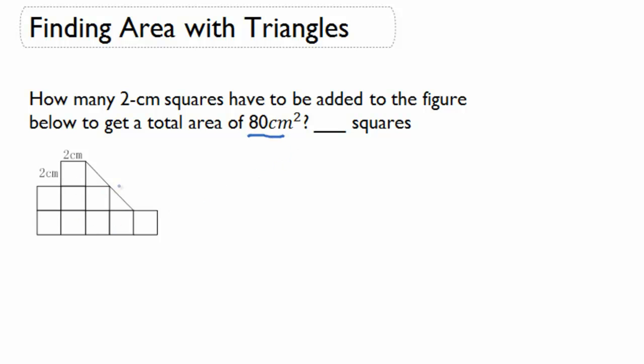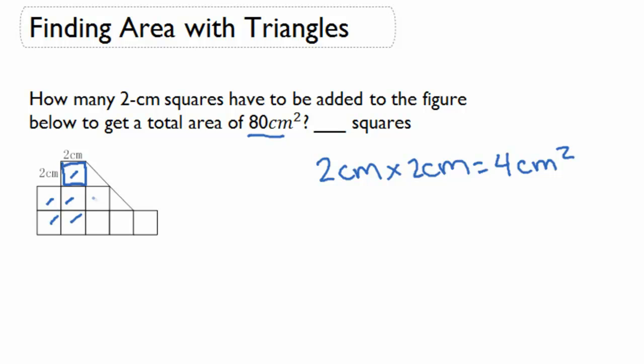So in order to figure out how much area we have already, we're going to have to start by counting up our boxes again. Here we have squares that are 2 by 2. Now a 2 centimeter by 2 centimeter square has an area of 4 centimeters squared. And we have 1, 2, 3, 4, 5, 6, 7, 8, 9 of those squares. So we're going to do 9 times 4 centimeters squared, which is going to give us 36 centimeters squared.